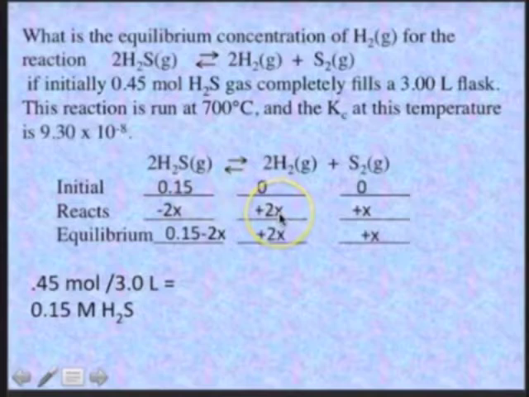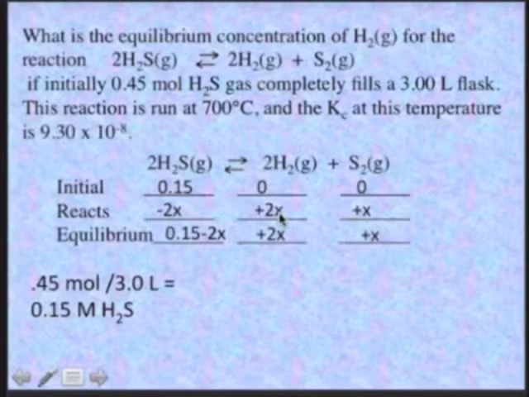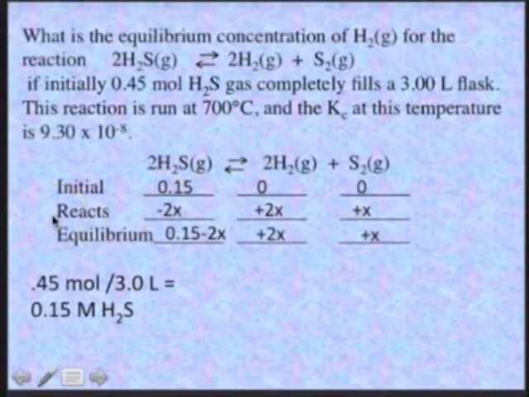For the hydrogen, we're initially at 0. We create 2X of the hydrogen. And how do we know we do that? Because it's a 2-to-2 or 1-to-1 mole relationship. This second line must follow the stoichiometry proportions of the balanced equation. So if this is 2-to-2-to-1, down here this line must be 2-to-2-to-1. So this is plus 2X, the sulfur is plus X, and therefore at equilibrium we have 0.15 minus 2X, plus 2X and plus X.